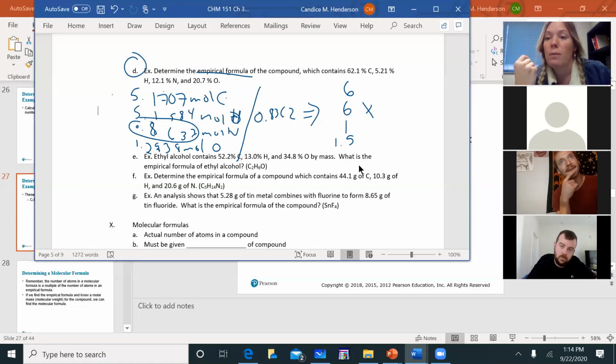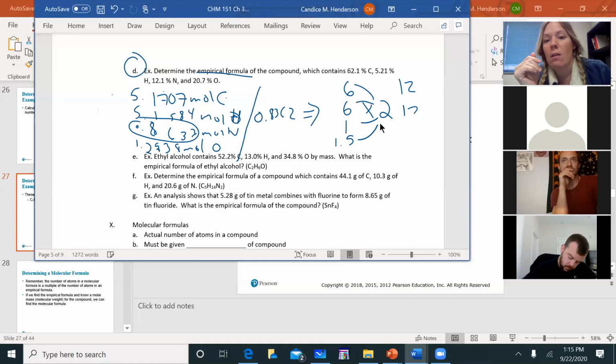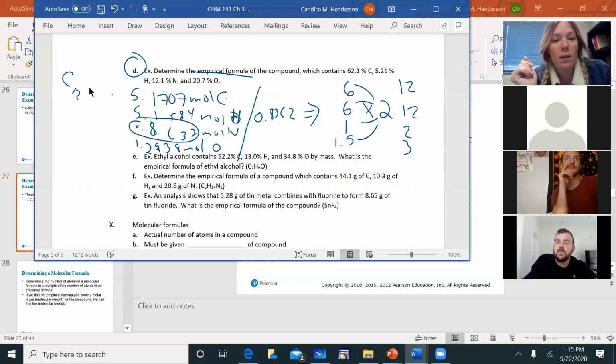What do we multiply 0.5 by to get a whole number? 2. What do we multiply 0.33 by? 3. What do we multiply 0.25 by? 4. What do we multiply 0.2 by? 5. And so on and so on. In this case, we're going to multiply it by 2. That multiplication gets distributed to everything. So 6 times 2 is 12, 12, 2, and then our 1.5 times 2 is going to be 3. So in the end, we end up with carbon 12, hydrogen 12, nitrogen 2, and oxygen 3.